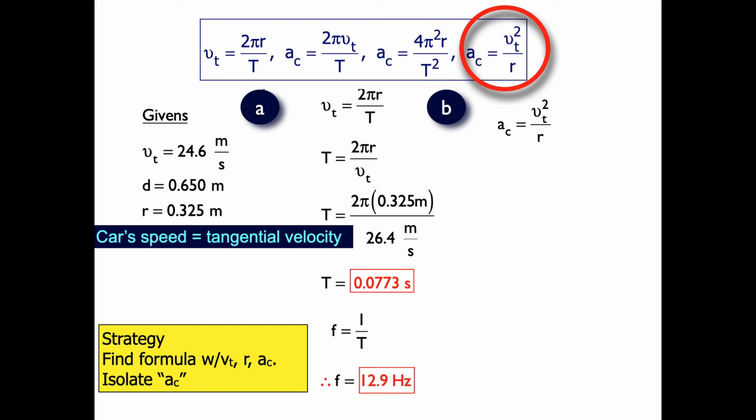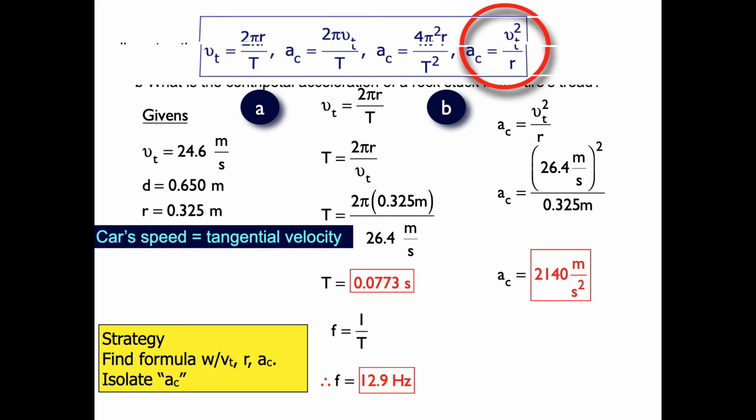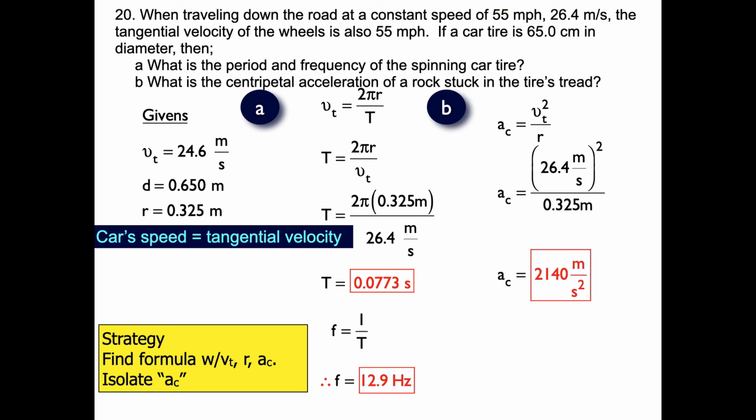I'll have to isolate my unknown, which is just AC. So the equation gives me that. That's great. Don't need to move anything around. So AC is equal to my value, 26.4 meters per second squared, divided by the radius, not the diameter, but the radius in meters, so 0.325. So my acceleration is 2140 meters per second squared. Wow, that is a huge amount of g's. Just as an approximation, if I divided that by 10, that's 214 g's. That's a tremendous, tremendous centripetal acceleration.